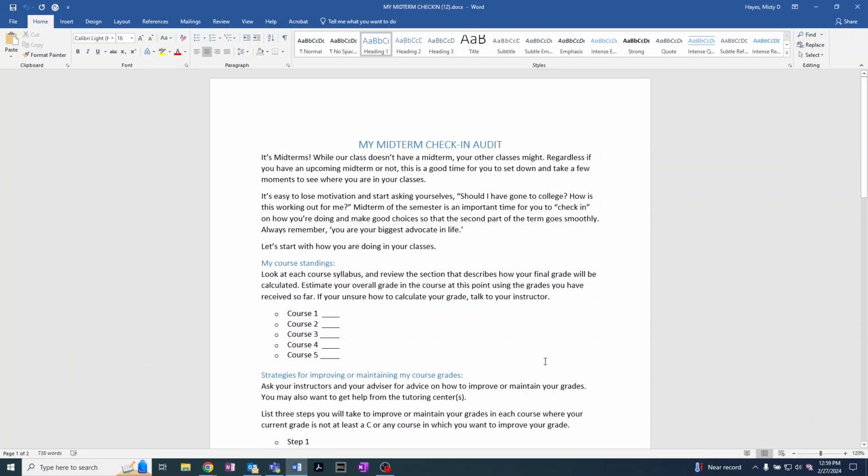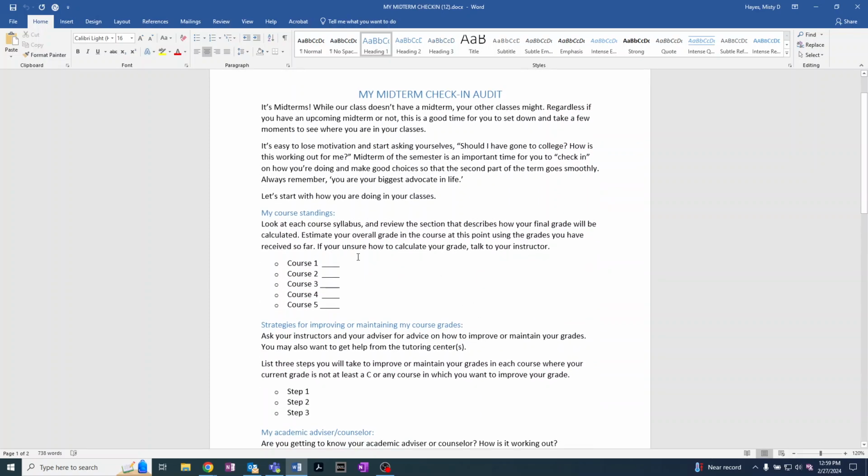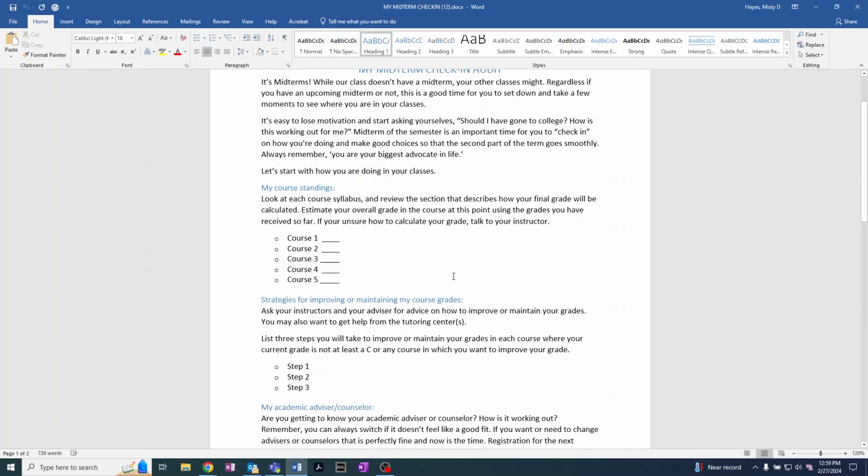Whenever we're talking about assessing how you're doing, we are first going to be looking at the courses you're taking and what your overall grade is. So, you're going to list all the classes you're taking in this first section where it says My Course Standings, and you're going to calculate the grade you have so far.